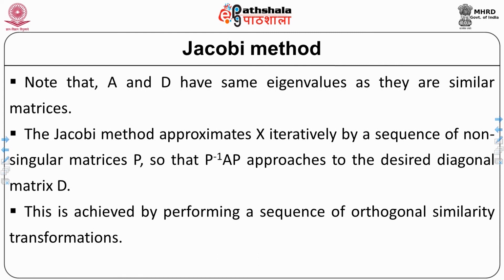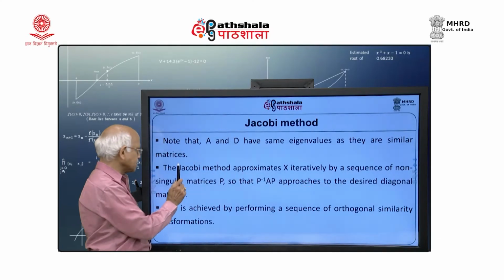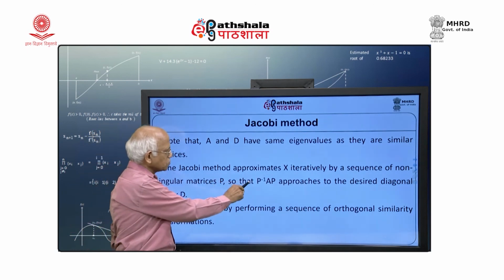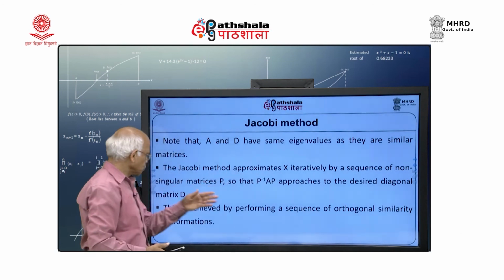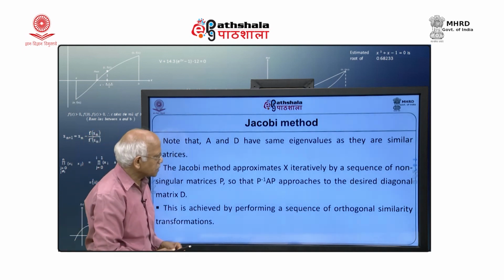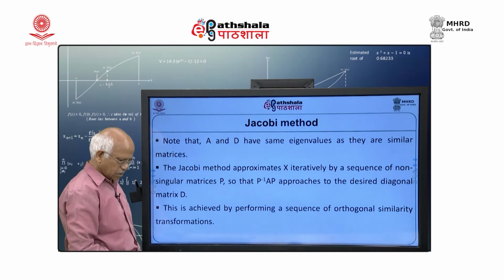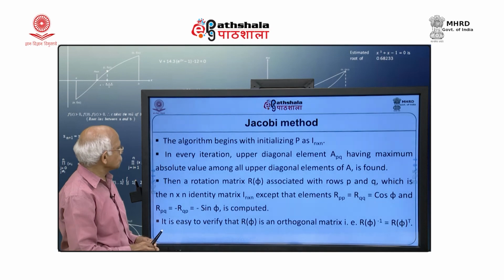The Jacobi method approximates X iteratively by a sequence of non-singular matrices P, so that P inverse A P approaches the desired diagonal matrix D. So, every time you go on modifying P and take P inverse A P, step by step it will approach matrix D. This is achieved by performing a sequence of orthogonal similarity transformations.